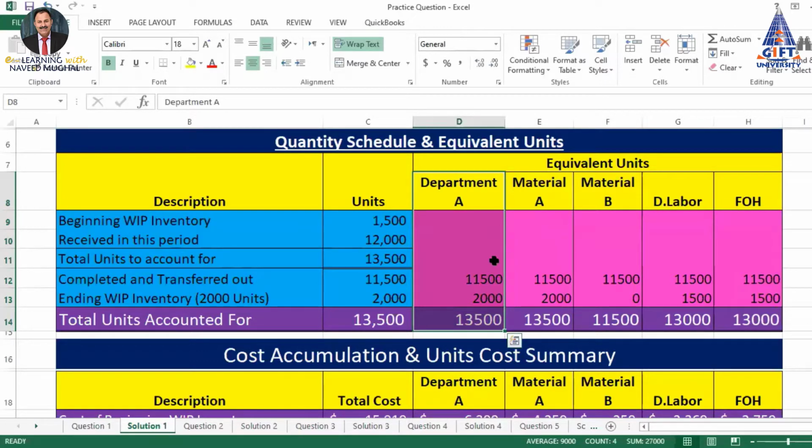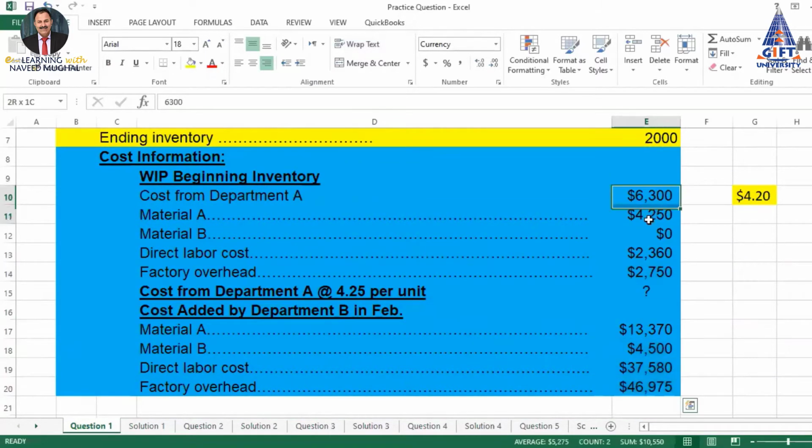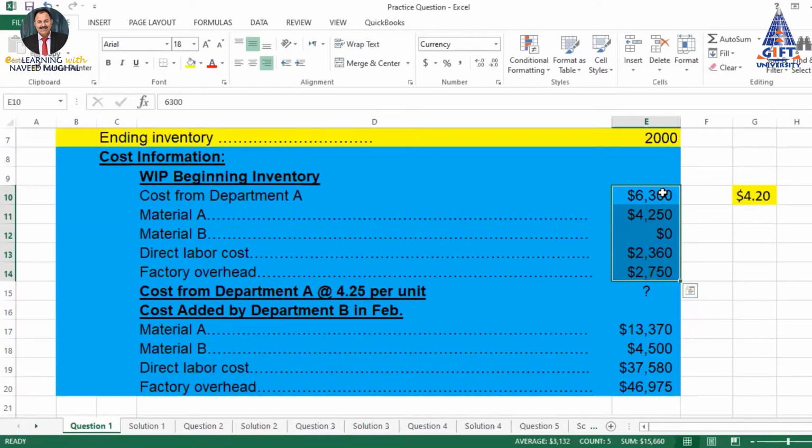How will you decide how many columns you would prepare here? When you have to prepare a second department production report or a third department production report, make a prior department column first of all. That is the hint. Or secondly, you may have the cost elements in your question. Here you have cost elements in your question, that is department A, material A, B, labor, and so on. Whatever the number of cost elements is, make that number of columns.